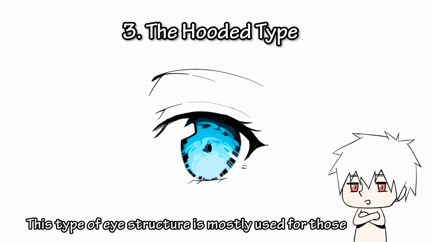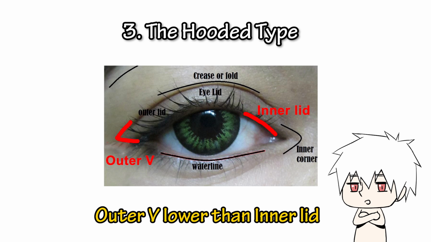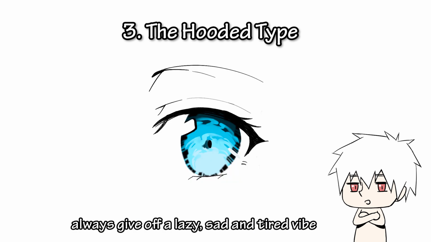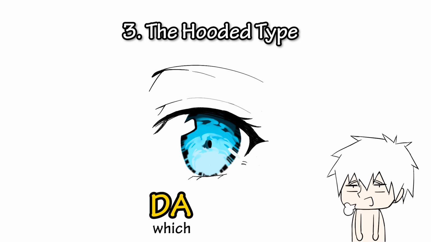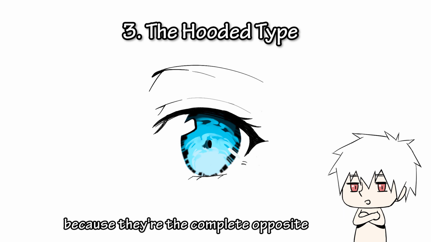Third, the hooded type. This type of eye structure is mostly used for those anime girls who always look sad or tired all the time. This is because the outer V is lower than the inner lid. That's why characters with hooded type eyes always give off the lazy, sad, and tired vibe. Don't ever put this kind of eyes onto your sunshine, happy-go-lucky character, because they're the complete opposite.